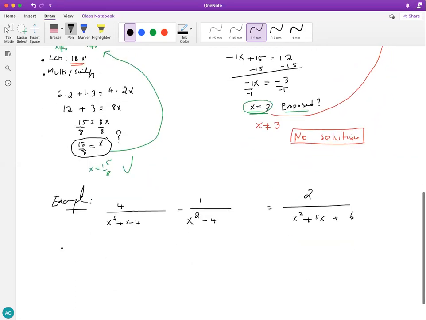As always, what do you do first? What is the first thing here in order to solve this rational equation? To factor the x squared plus 5x plus 6. That's right. So we need to factor all these in order to find the LCD. Again, factoring makes finding the LCD very easy. So factor and find the LCD.